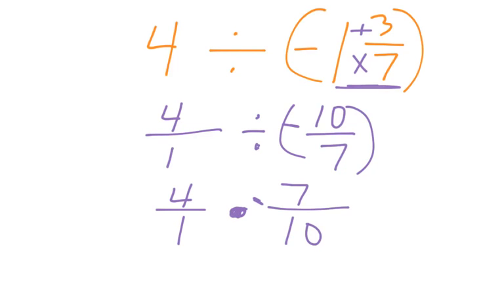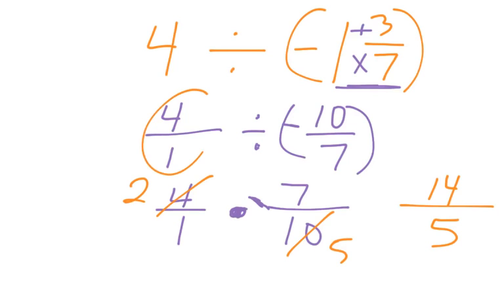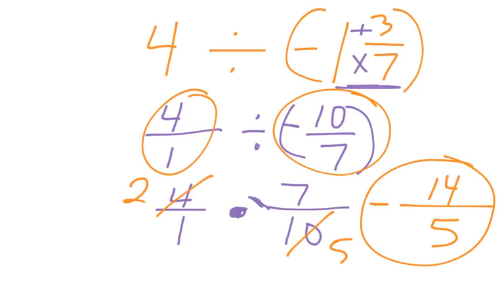We can reduce 4 and 10. So if we look this way, well, 2 goes into both of those. So 4 divided by 2 is 2. 10 divided by 2 is 5. Now let's multiply across. 2 times 7, 14. 1 times 5, 5. Remember, a positive fraction times a negative fraction makes our final answer negative. Okay?